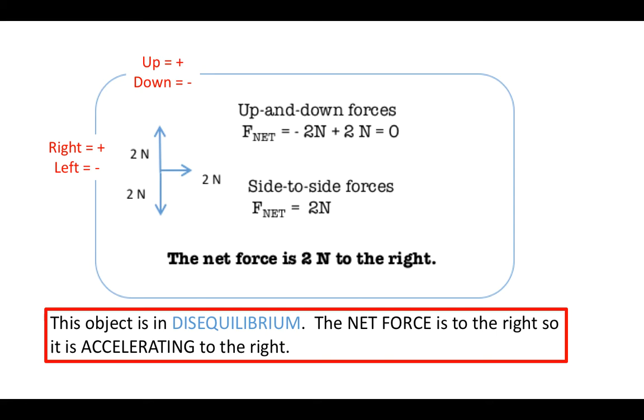Here's an example of a force diagram. We see the up and down forces are balanced. The side-to-side forces are not. There's a 2 newton force to the right, nothing to balance it back to the left. So the net force on this force diagram is 2 newtons to the right. So this is clearly unbalanced. The object is in disequilibrium. And since the net force is to the right, this object would be accelerating toward the right.